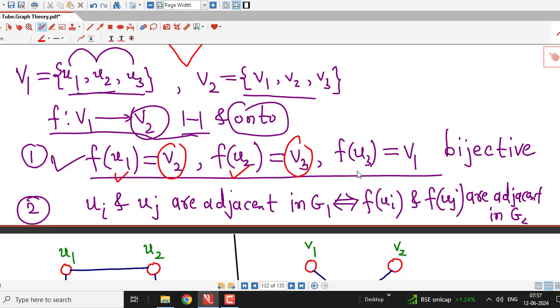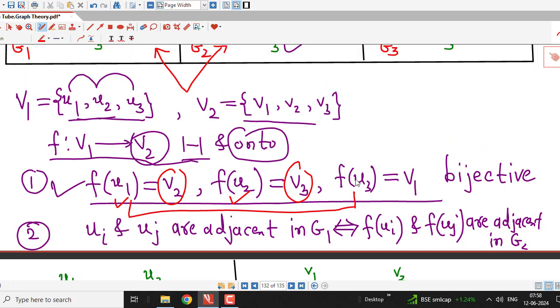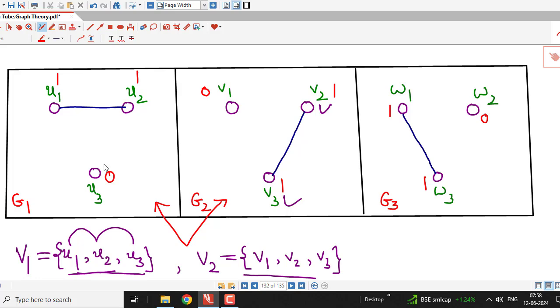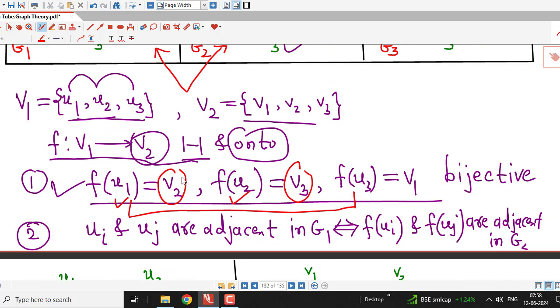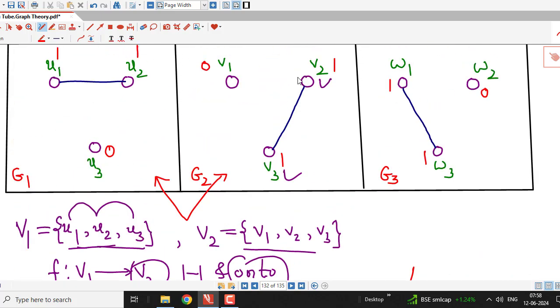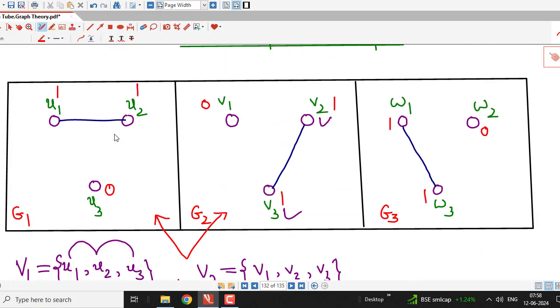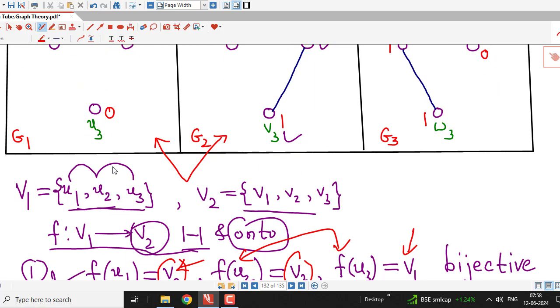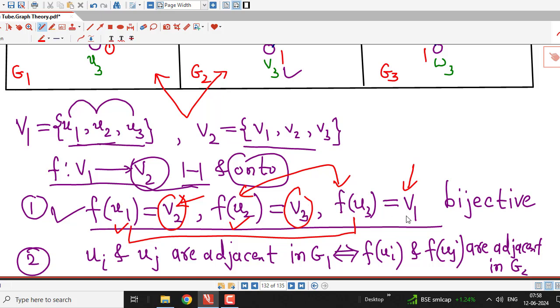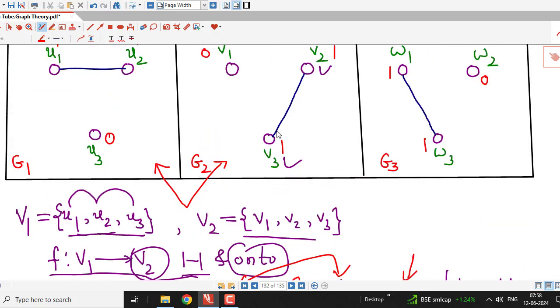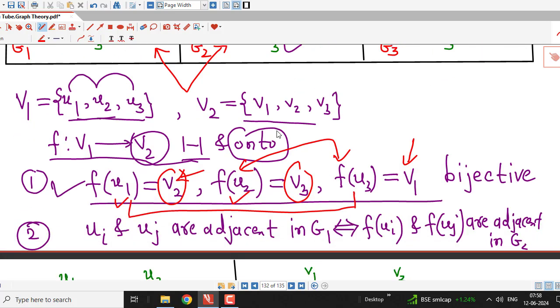Similarly, u1 and u3 are not adjacent. We can see here u1 and u3 are not adjacent in G1, so their images v2 and v1 must not be adjacent in G2, so that is correct. And u2 and u3 are also not adjacent in G1, therefore v3 and v1 must not be adjacent in G2. So if these conditions are satisfied, then we say that these two graphs are isomorphic.